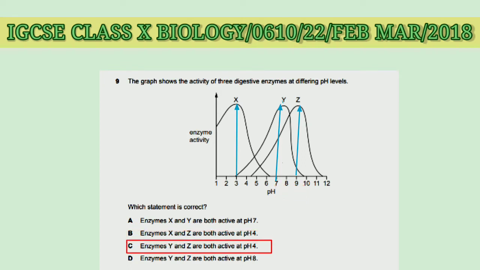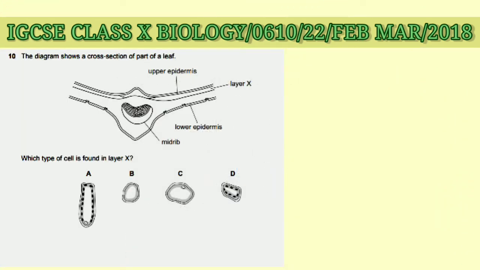Enzyme Y and Z both are active at pH 4. No, both are not active at pH 4. D option, enzyme Y and Z both are active at pH 8. This is the correct answer. Both enzyme Y and Z are active at pH 8. Let us do question number 10. The diagram shows a cross section of a part of leaf.